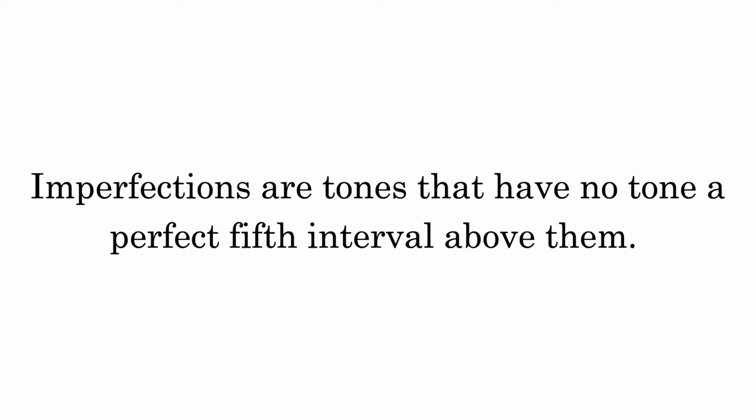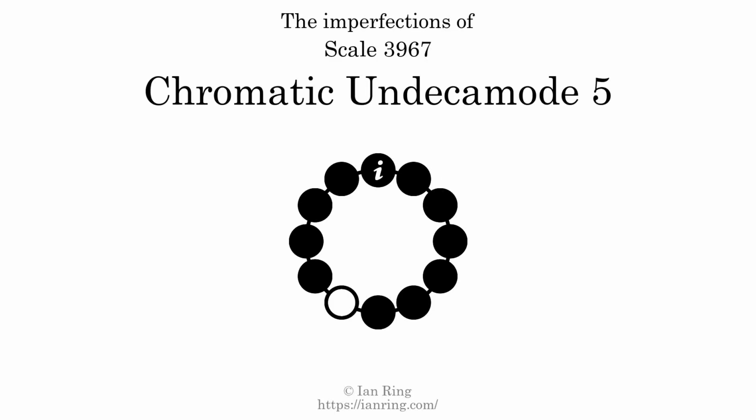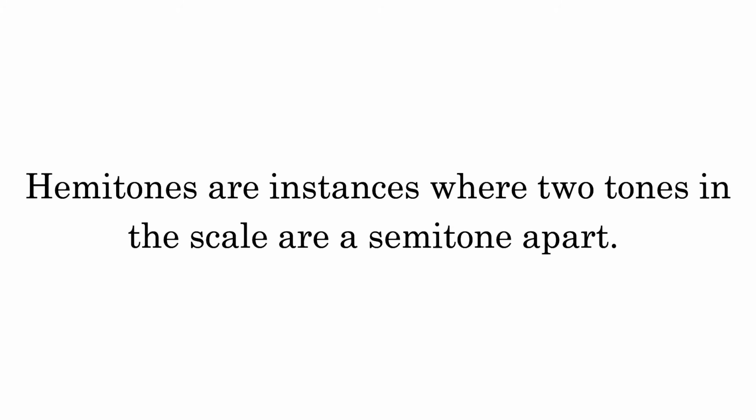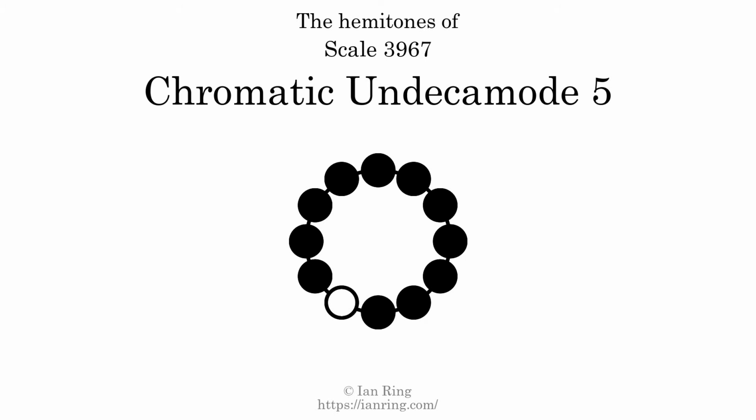Imperfections are tones that have no tone a perfect fifth interval above them. This scale has one imperfection. Here, hemitones are instances where two tones in the scale are a semitone apart. This scale has 10 hemitones. They are at positions here, here, here, here, here, here, here, here, here, and here.